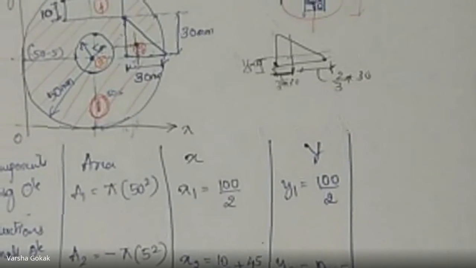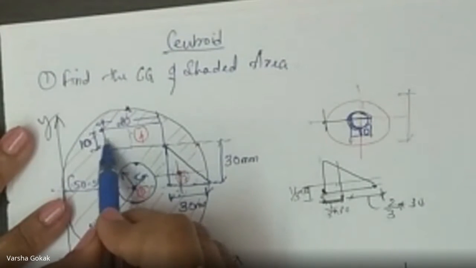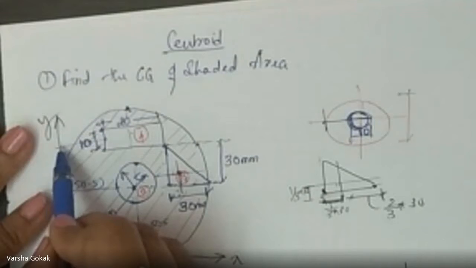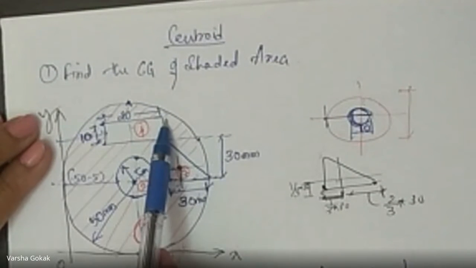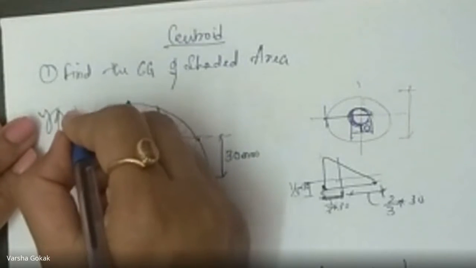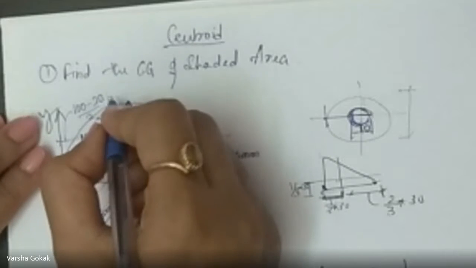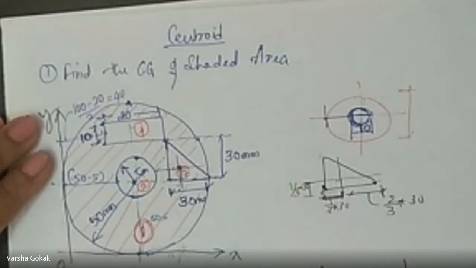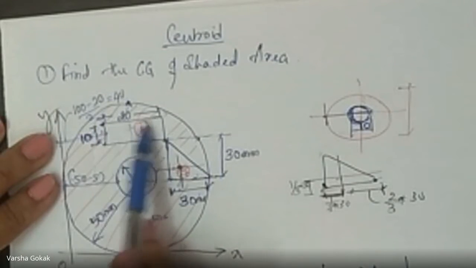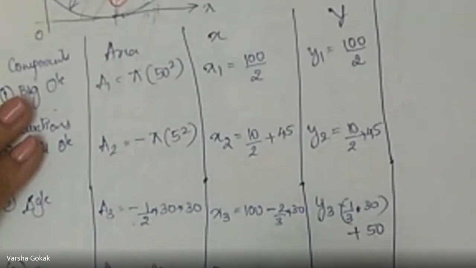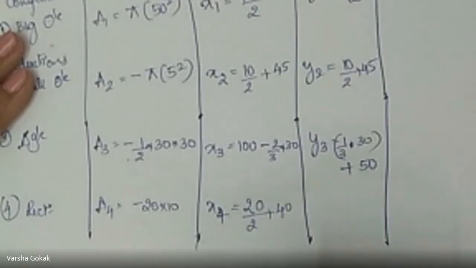What about x4 for the rectangle? It is 20 by 2, this distance, plus this extra has to be added. How much is this? How do you get it? 100 minus 20 divided by 2. That is 80 divided by 2, that makes it 40. So when I'm writing the x value for the rectangle, it is 20 by 2 plus 40.